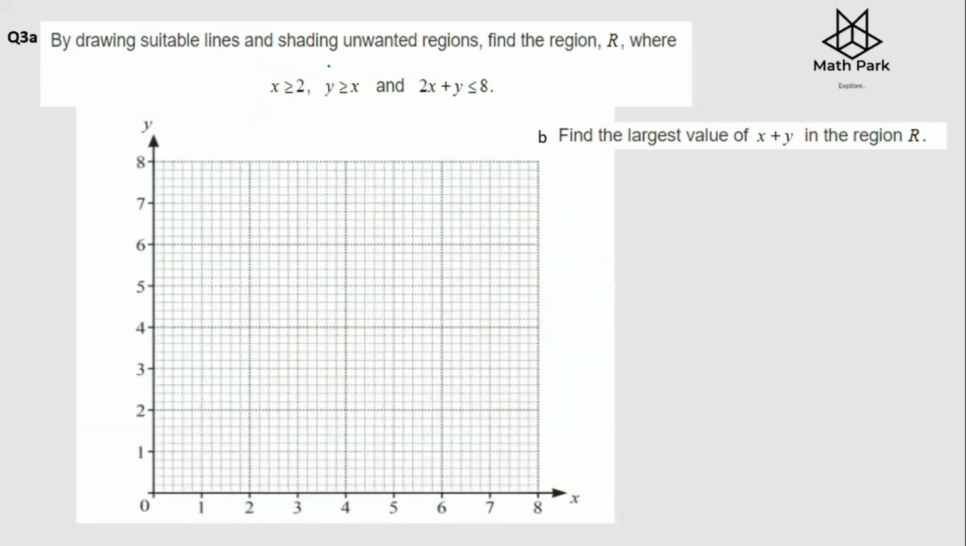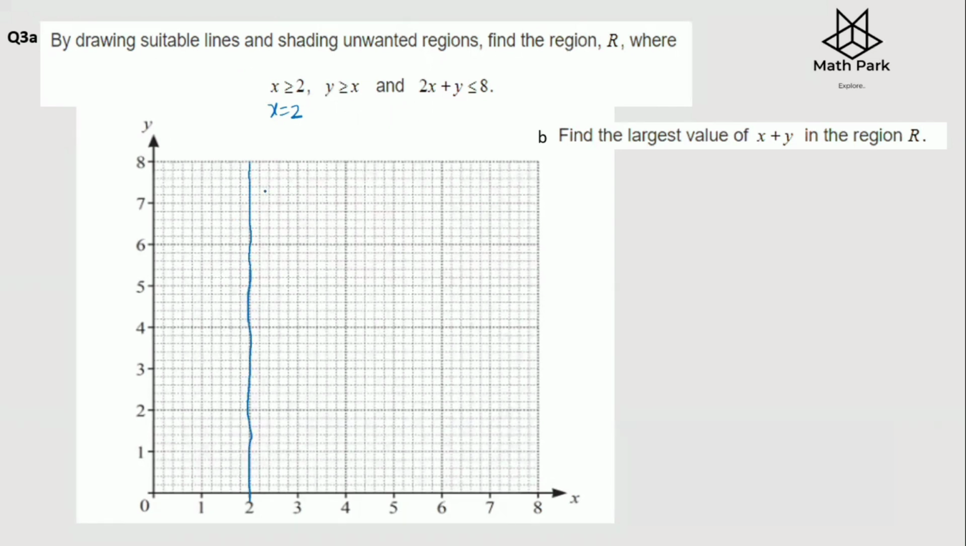By drawing suitable lines and shading unwanted regions, find the region R where x is greater than equal to 2, y is greater than equal to x, 2x plus y is less than equal to x. So, by drawing the suitable line. So, what is the boundary line? The boundary line is going to be x is equal to 2. Again, this is going to be a bold line, solid line, because it is greater than equal to. So, 2 is going to be included. So, x is equal to 2. This is our line, x is equal to 2. You will have to use the ruler for drawing this.